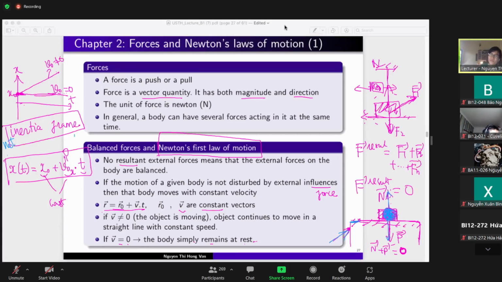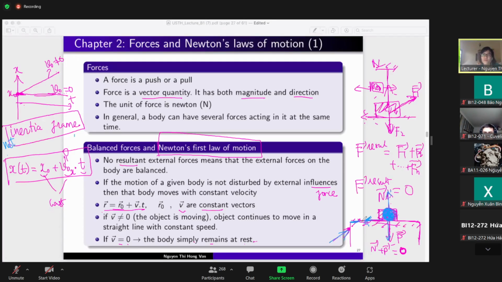If you don't act any force, no friction here, you delete the friction, just the normal force, and if it's at rest forever, the frame is inertial. But if it's initially at rest and at some instant it moves, then at the time it moves, the frame is not inertial. Is it clear? Yes. So remember that the laws of Newton are only correct in the inertial frame.